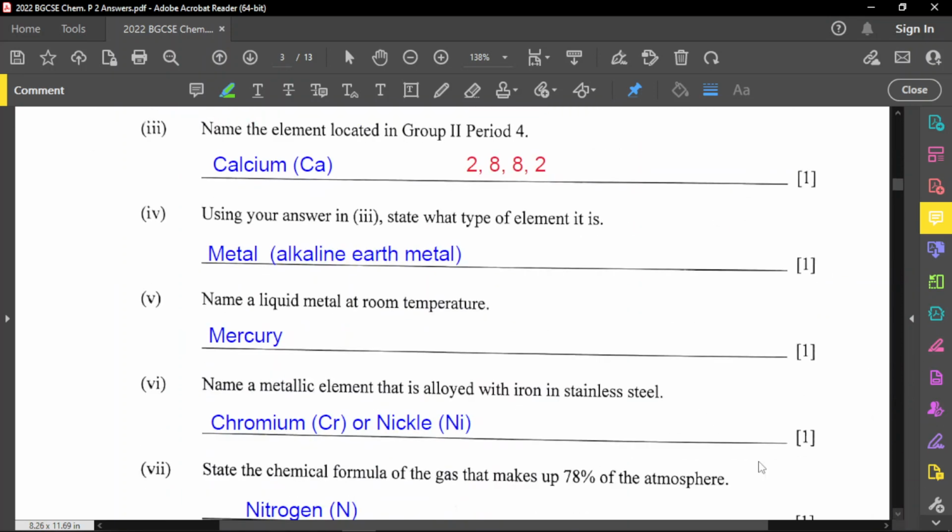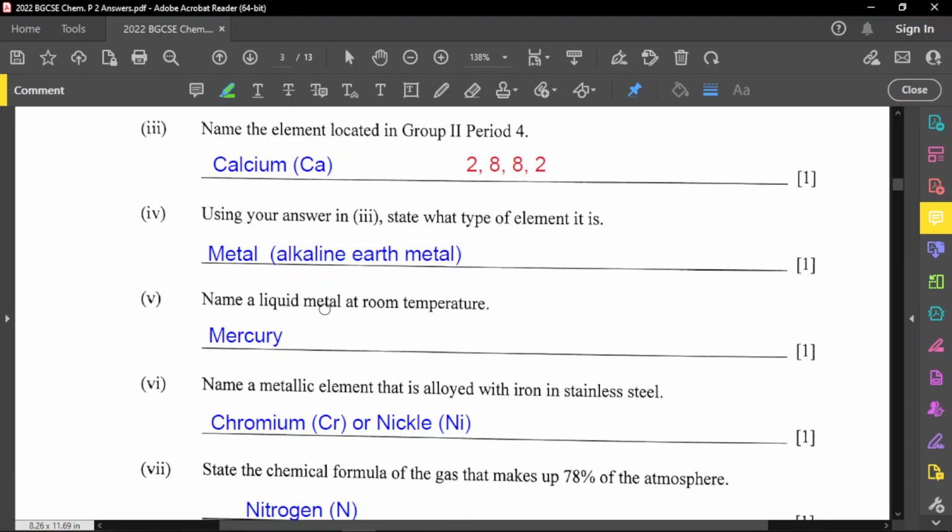Now let's look at part 4. It says using your answer in 3, state what type of element it is. Calcium is a metal from group 2. Once an element has 1, 2, or 3 valence electrons, it is a metal. So in this case, calcium is a metal. And to be very specific, since it is in group 2, it is an alkaline earth metal. That's a very specific answer there.